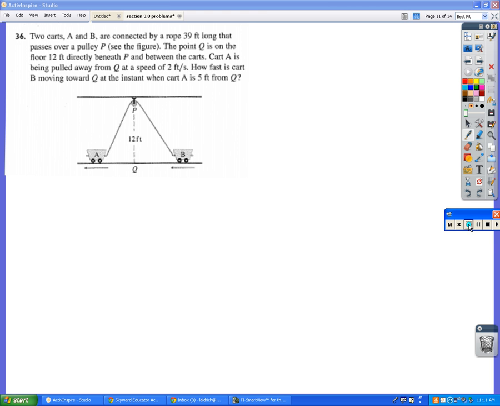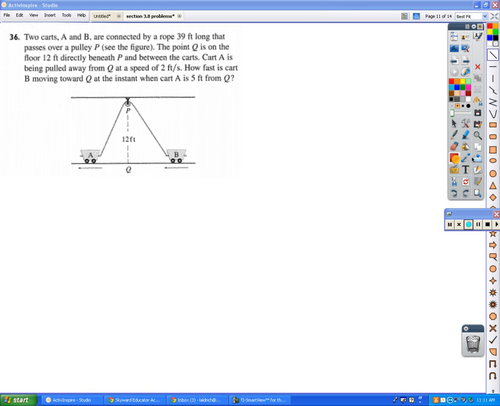Okay, physics. I know, anytime you see a pulley, you should totally panic.